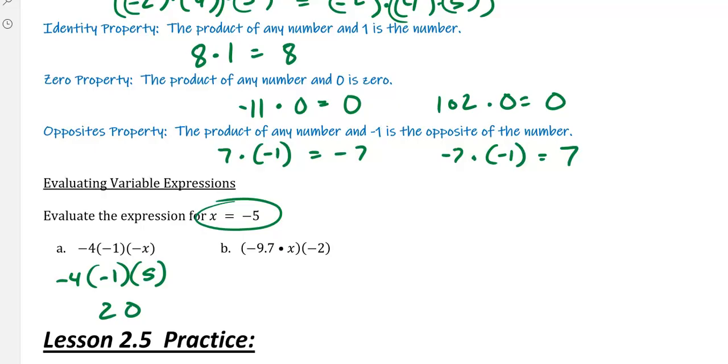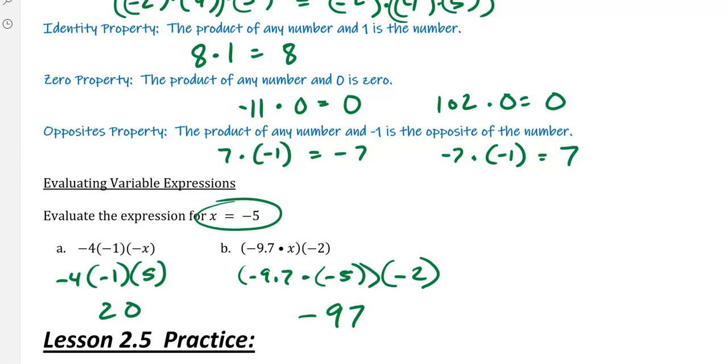All right. Let's look at this next one here. Negative 9.7 times x times negative 2. So this is negative 9.7 times negative 5 times negative 2. Now how many negative signs do we have? There are 3. So we know our answer is going to be negative. So all we have to do is figure out 9.7 times 5. And that's 48.5. We multiply that times 2. And that's 97. But it'll be negative 97 because of the 3 negative signs. It's an odd number of negatives. And that's all there is.